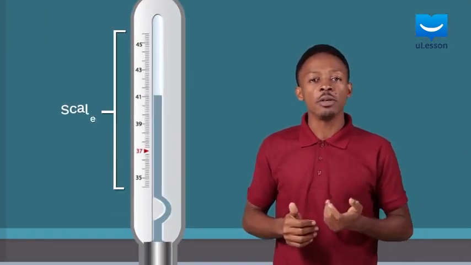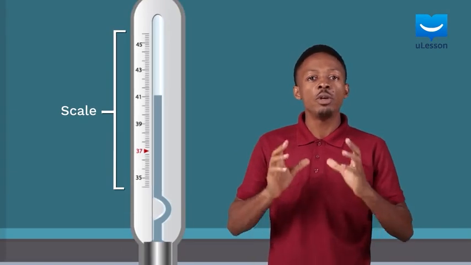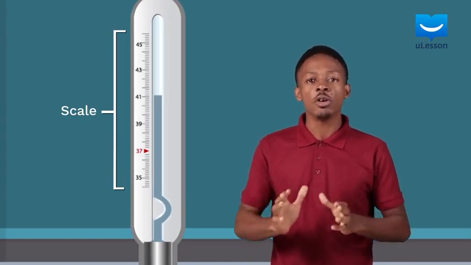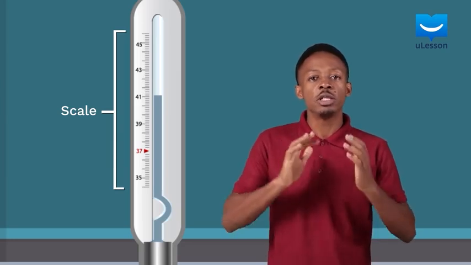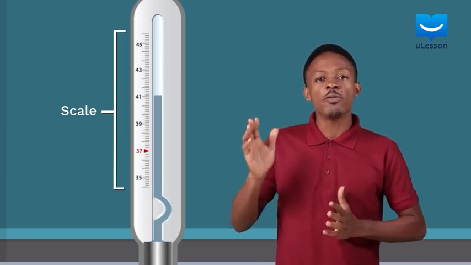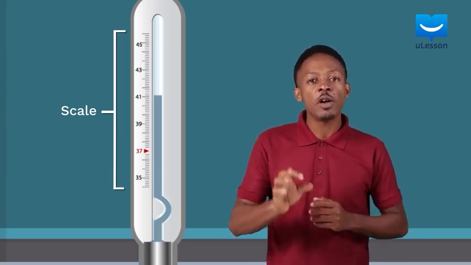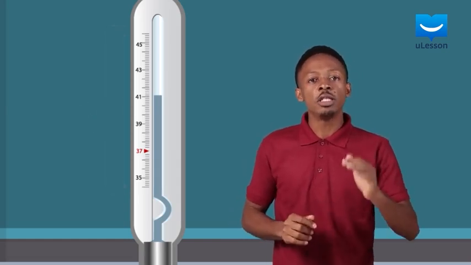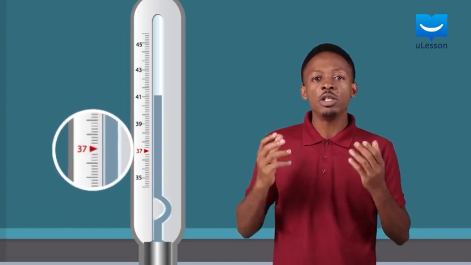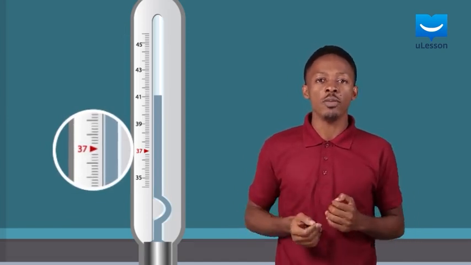Next is the scale. The scale is also different because the acceptable body temperature of a healthy human is 37 degrees Celsius. So the scale ranges from 35 to 43 degrees with smaller fractions in between for more precise readings. The 37 degrees Celsius point is usually marked with a red arrow.